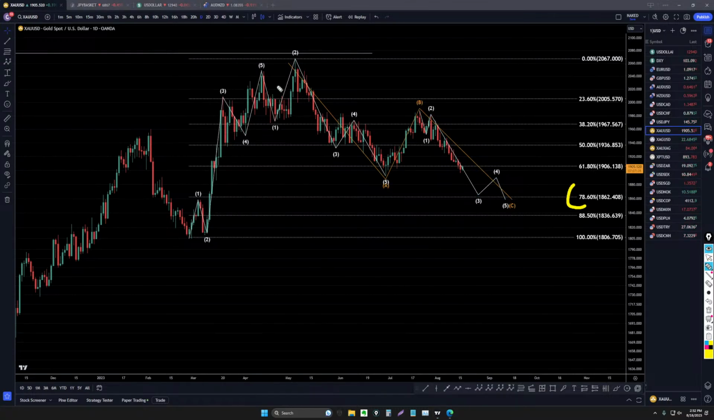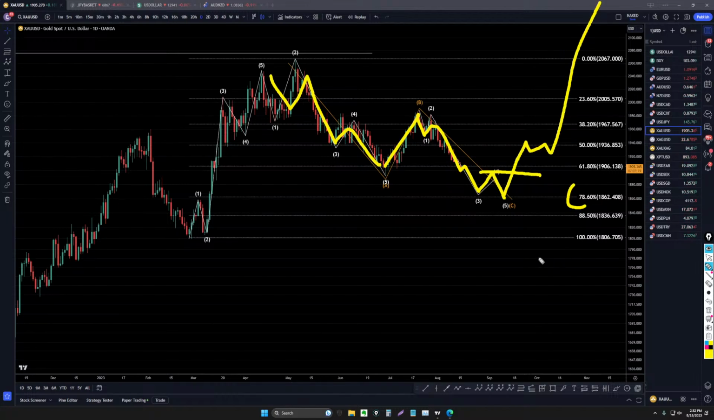It looks to me like this is a downtrend, 1, 2, 3, 4, 5. This is probably an ABC, and this is a 1, 2, 3. Probably going to go down and make a 4 and a 5 like that, to the 78% before we see a bounce and a structure break and potentially continue the uptrend.